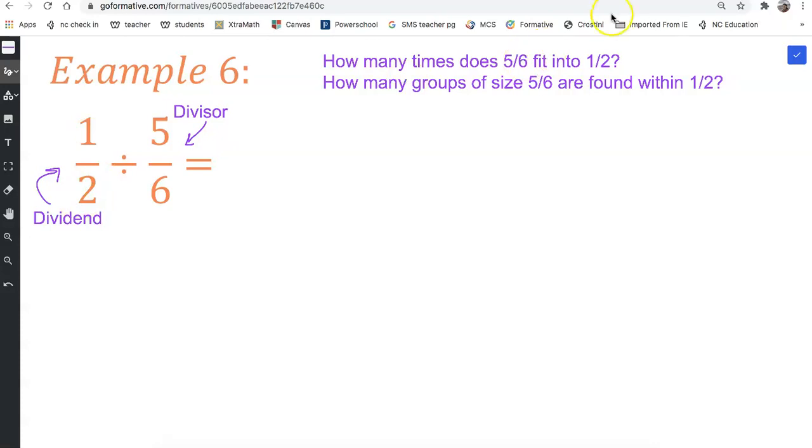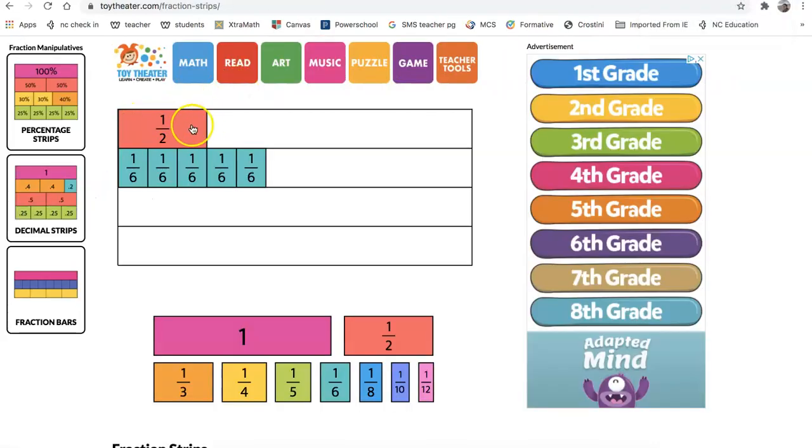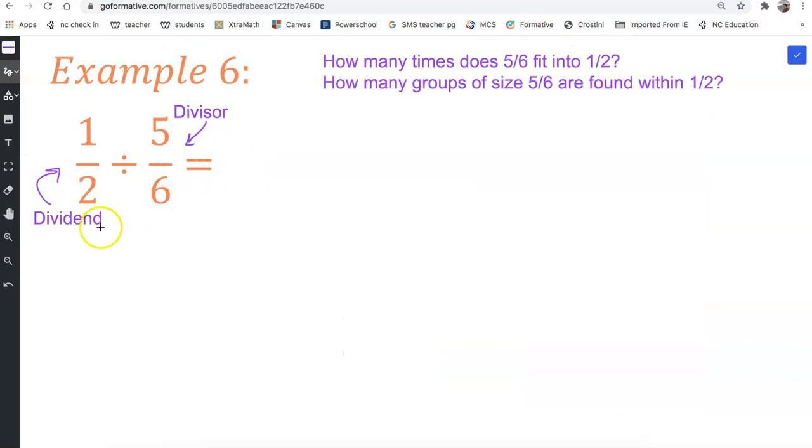First, I recorded the dividend. Take a look. The dividend is 1/2. Then I recorded the divisor, which is 5/6. And we're thinking about how many times does 5/6 fit into 1/2? Now, this is difficult to think about and talk about when our pieces are not the same size. So the first thing that I'm going to do is come up with a common denominator.